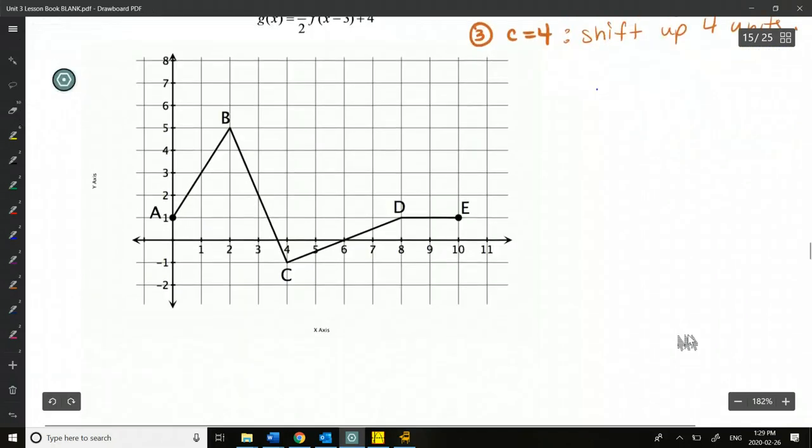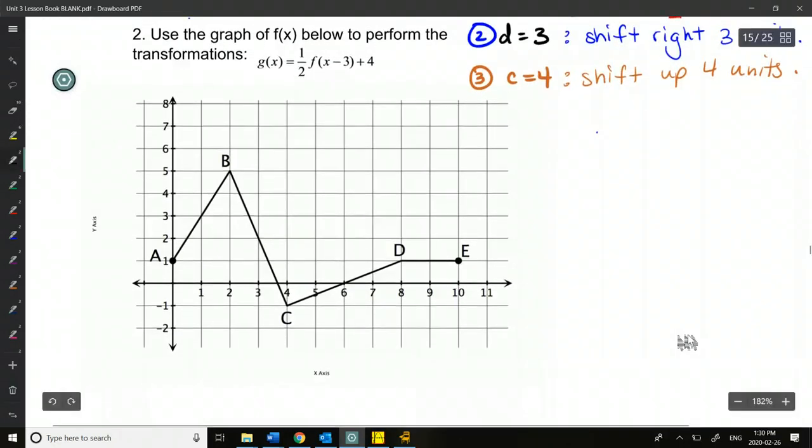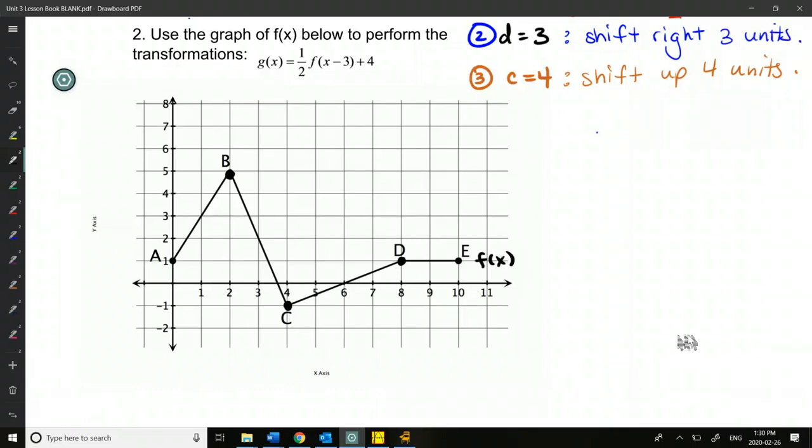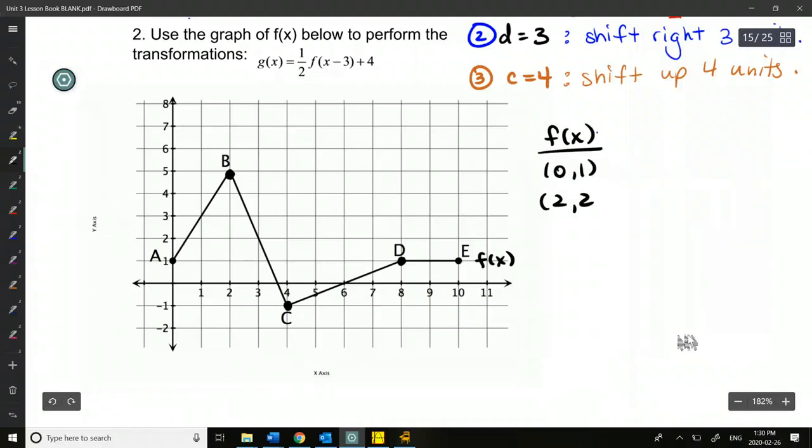Okay. Mark out your points from your original function. I think a couple of these, like where it kind of bends, are the important points. So this is going to be our function f at x. Here are f at x points. There's one at 0, 1. There's another one at 2, 5. There's another one at 4, -1. There's one at 8, 1, and one at 10, 1.